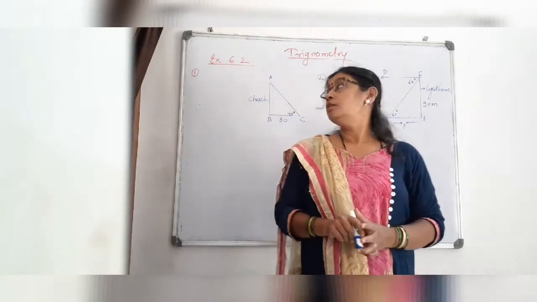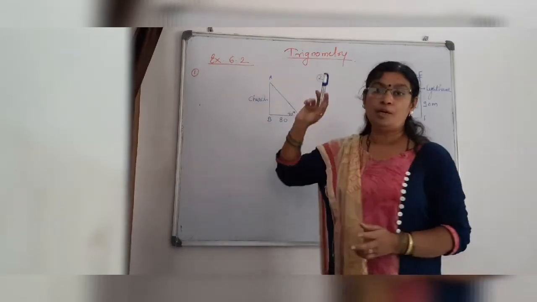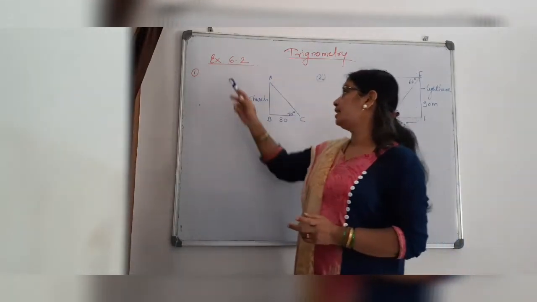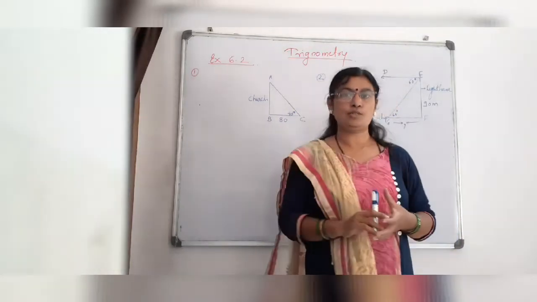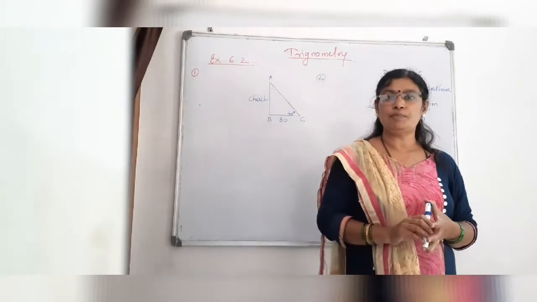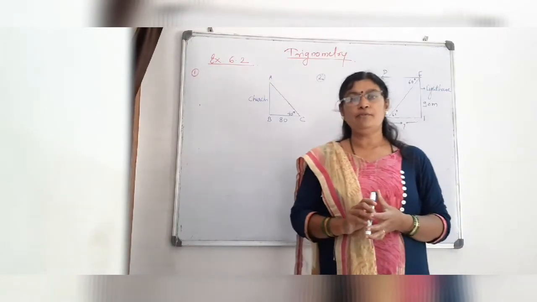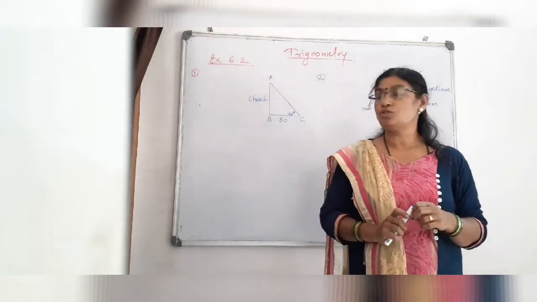We are going to learn some problems which depend on the applications of trigonometry in exercise 6.2. Some problems which are very important. Exercise 6.2 is very important. All the word problems are there. You have to use the applications of trigonometry, which means you can find height or distance between any two objects by using the applications of trigonometry.